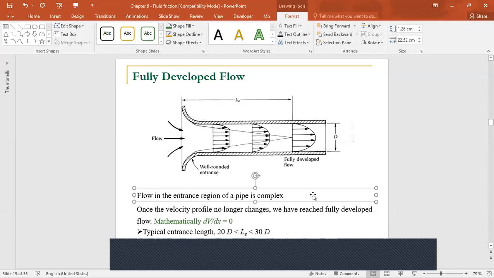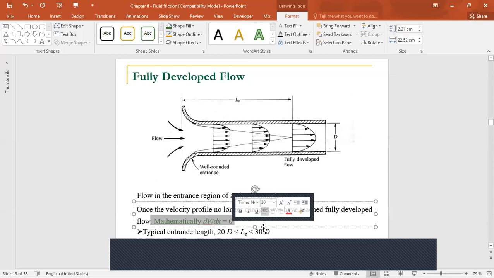So this is what he's saying here. Mathematically, dV by dx is equal to zero. So there is no variation of velocity with the location x. Notice here, we are looking at x here, not r. dV by dx is equal to zero, which means that the velocity here is independent of the location x. Of course, x is the axial location in the direction of L. Okay.